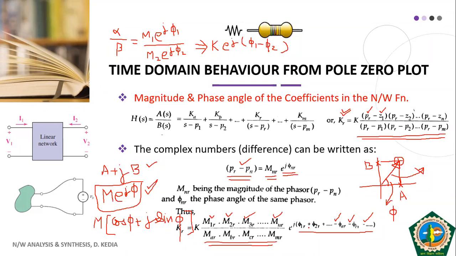So this is the generalized representation of your complex numbers in the form of exponential representation, or you can say phasor representation. And why am I again and again emphasizing phasor? Because phasor is a graphical representation, and this is required in order to understand the calculation of time domain behavior from your pole zero plot. So I hope this thing is clear to everybody.